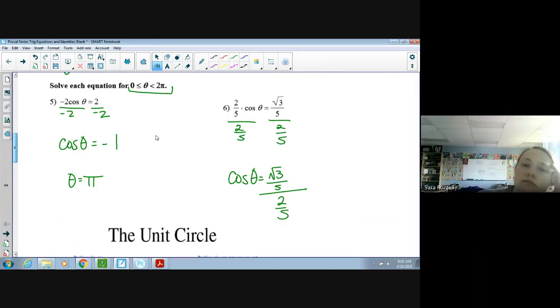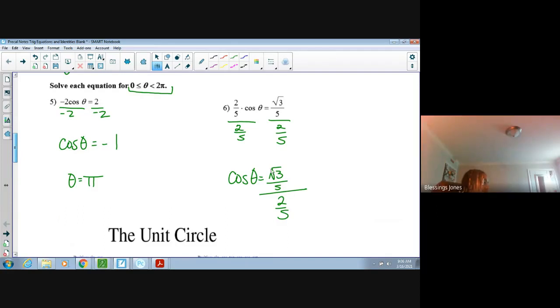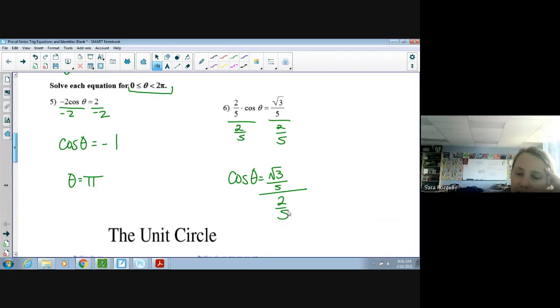Thank you. All right, and let's just do this dividing out to the side just to make sure that we're good. So that's root 3 over 5 times, remember, you flip the second fraction over when you're dividing fractions. What's going to happen with these two 5s? They're going to cancel. And that's just root 3 over 2. So we're looking for when cosine is root 3 over 2.